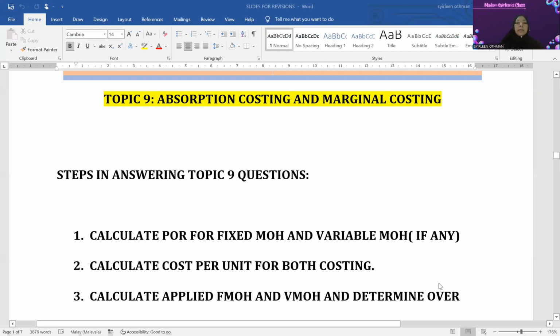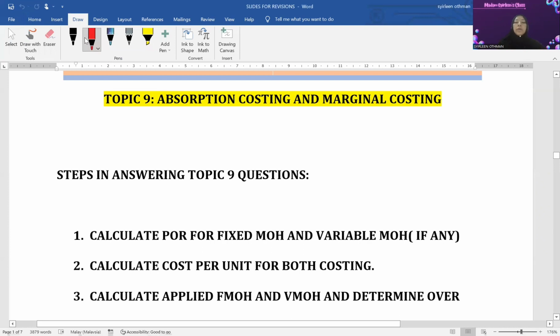So in topic 9, the first thing that you need to do is calculate the POR. It's actually a POR because you are going to find the estimated fixed manufacturing overhead and also the estimated variable manufacturing overhead, if any. And you need to divide the estimated values of MOH with the production unit given. So the basis for topic 9 normally is the production unit.